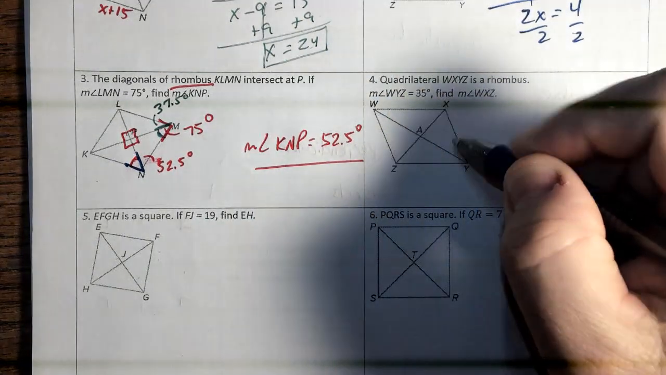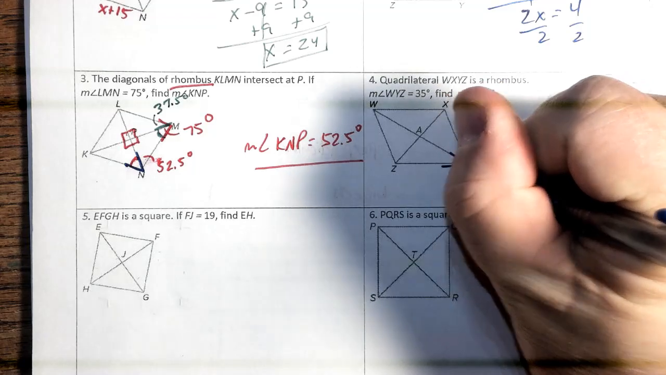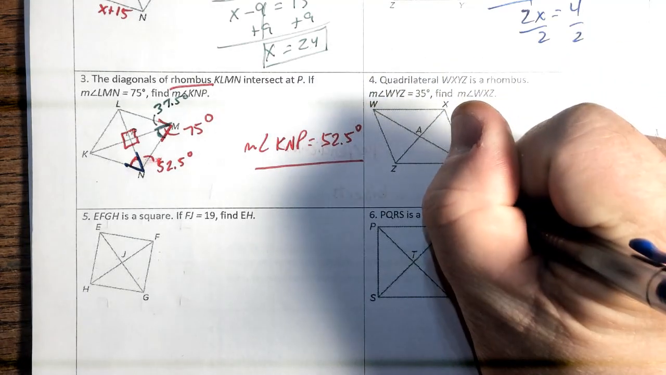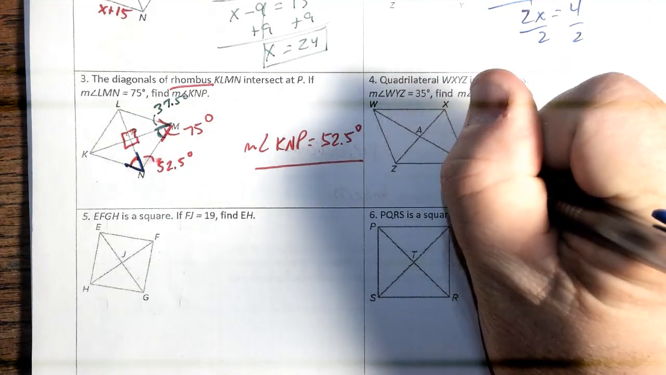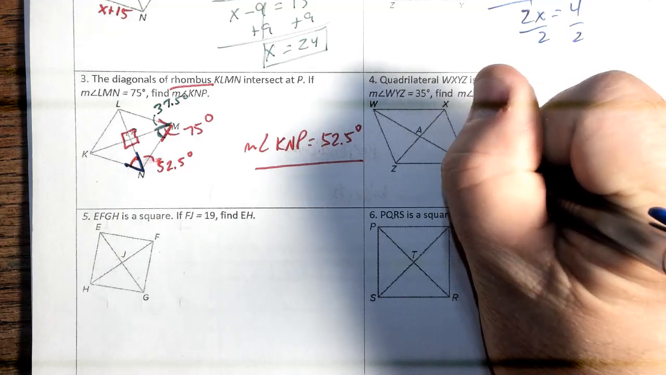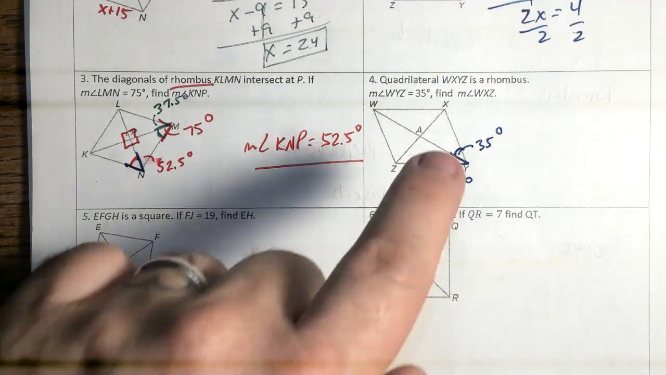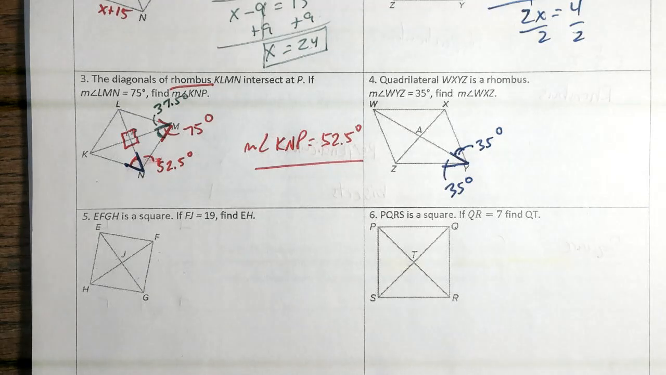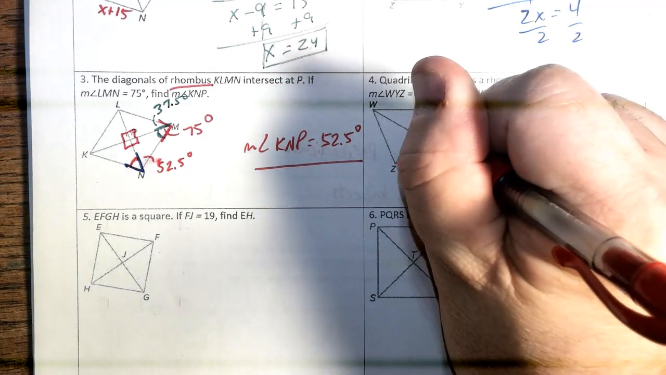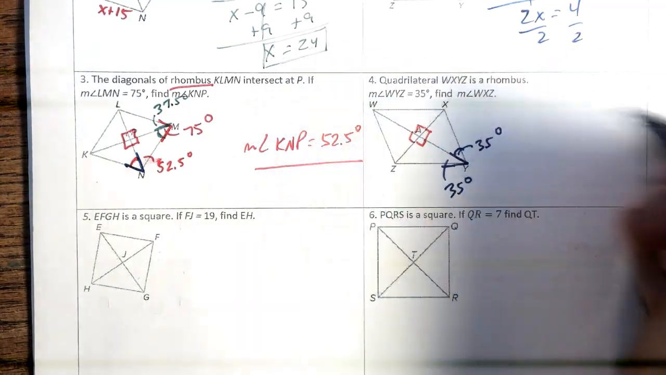WYZ. So, down here, this one is 35 degrees. So this one is also 35 degrees. Okay? We know it's a rhombus, so we know the diagonal splits that angle. Now, we also know these are all 90-degree angles.